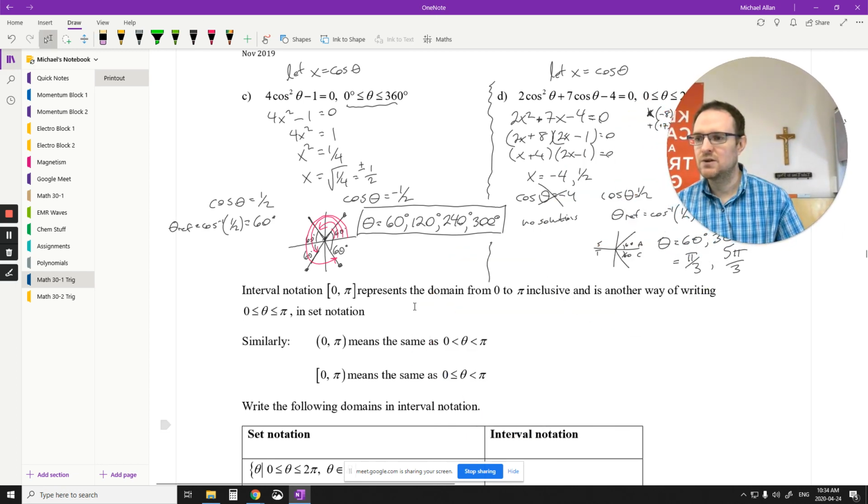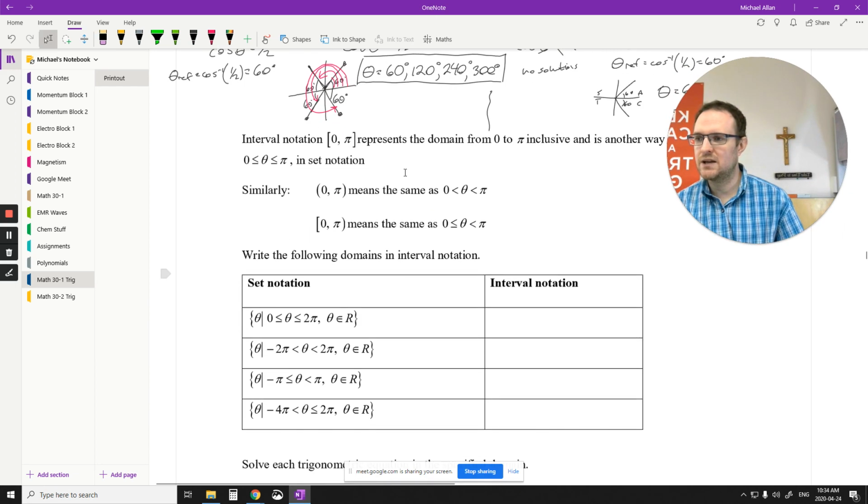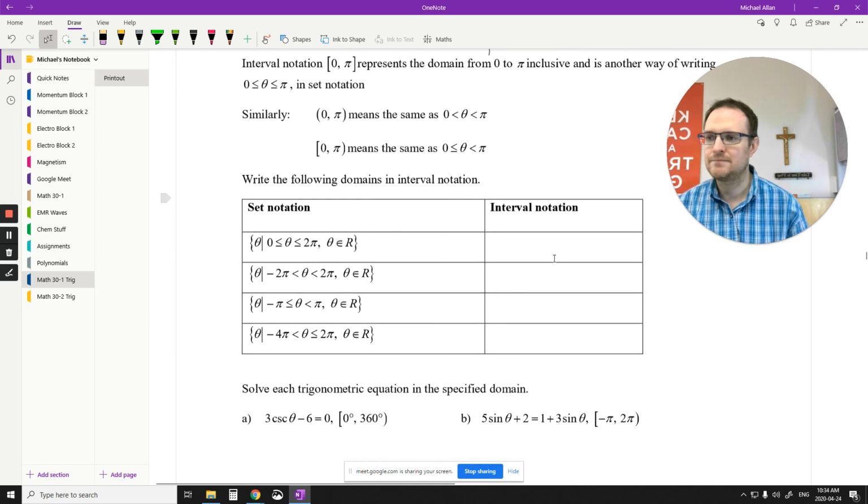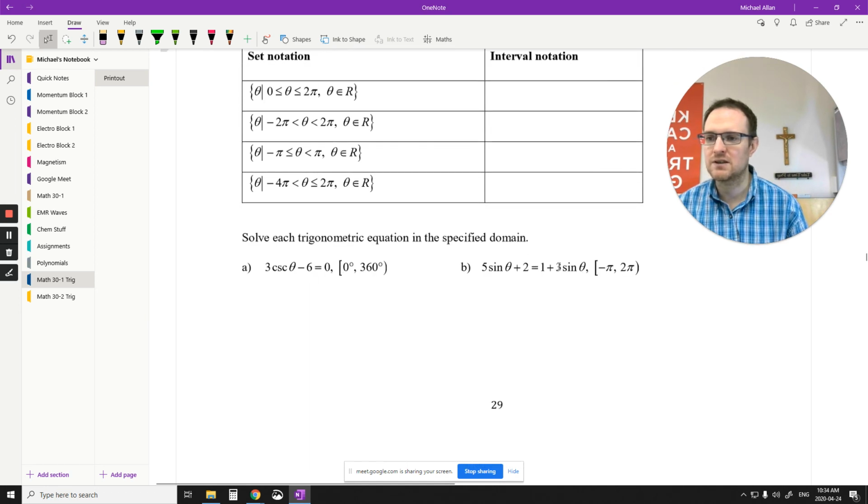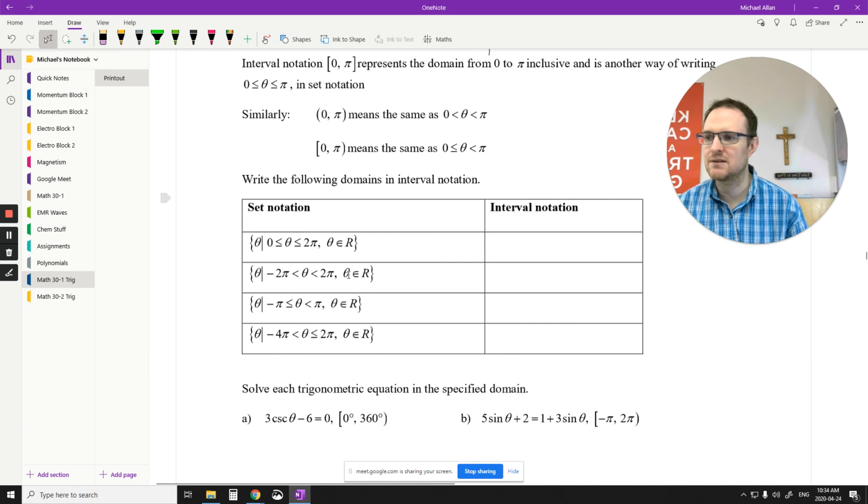Awesome. So that's how you do those kind of questions. The next few here, just refreshing interval notation. If you see a round bracket, that means not equal to, square bracket means equal to. So you might see that a few times in questions. They might give you interval notation like this, these two questions down here. So I'm going to skip past this part. I'm just going to fill it in right now.